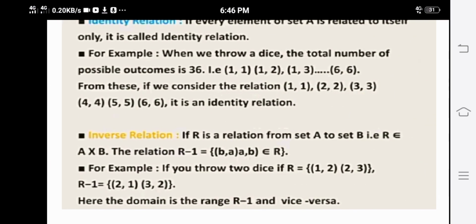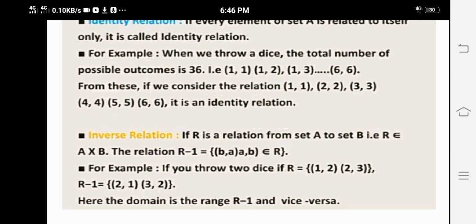Next, we have identity relation. We can say that the relation is an identity relation if every element of set A is related to itself only. For example, when we throw a dice, the total number of possible outcomes is 36. Example, 1, 1, 1, 2, 1, 3, and so on, up to 6, 6. From this, if we consider the relation 1, 1, 2, 2, 3, 3, 4, 4, 5, 5, and 6, 6, it is an identity relation.